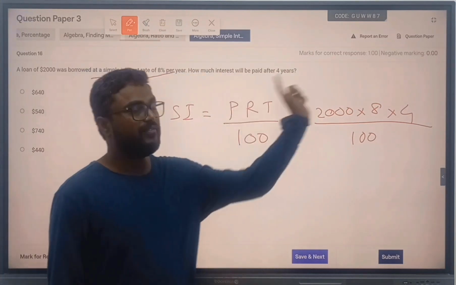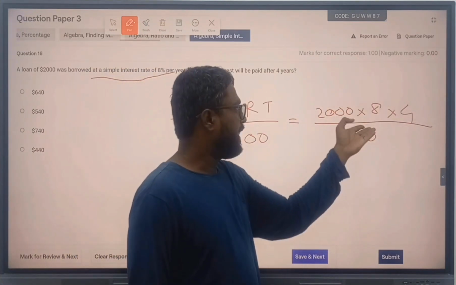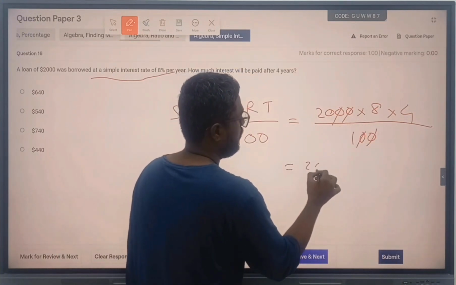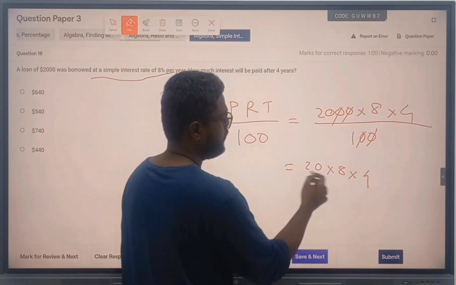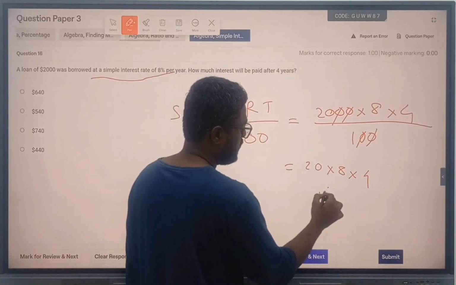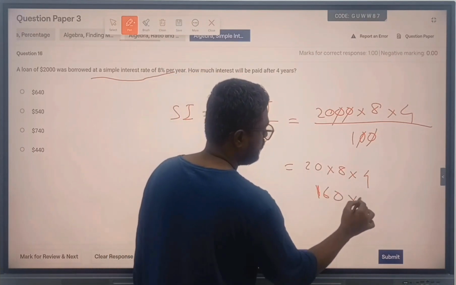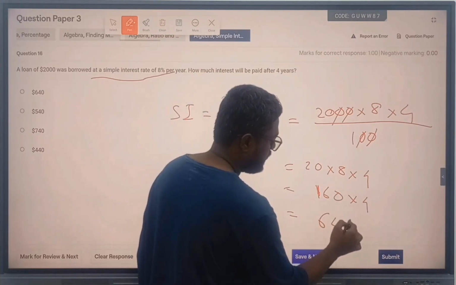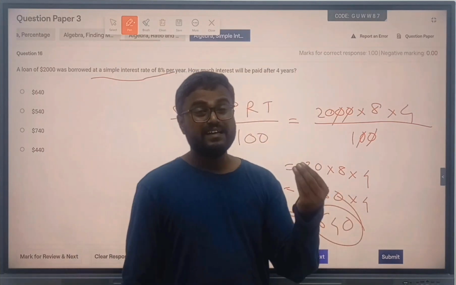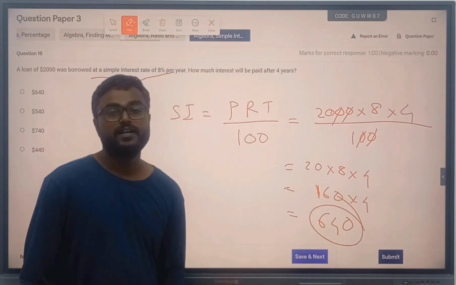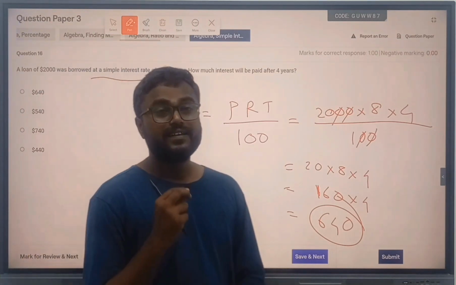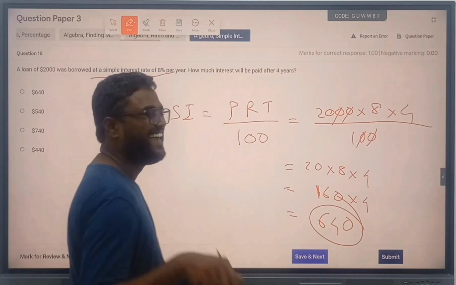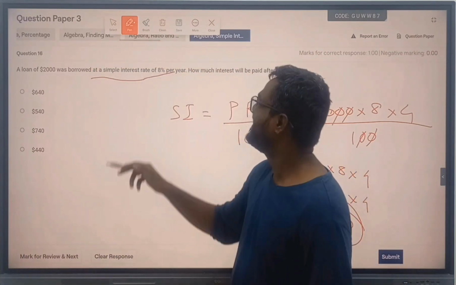Now, if you observe, everything on the top is multiplication and there is 100 in the bottom, so I can just cancel this 0 out. So we have 20 times 8 times 4. 20 times 8: 8 times 2 is 16, put that 0 over here, times 4. 16 times 4 is 64. Get the 0 as it is. So the simple interest which the guy is going to pay on $2,000 is $640 for 4 years. Rich guy. Okay. Let's move on to the next question.